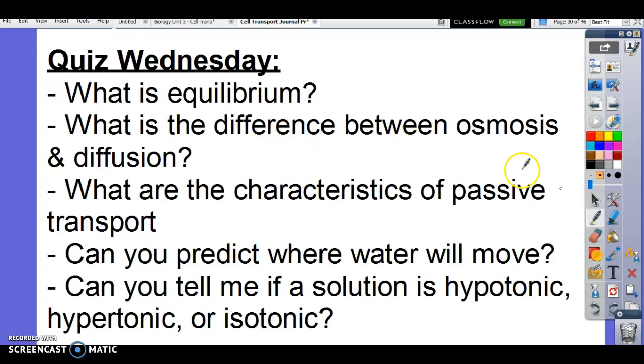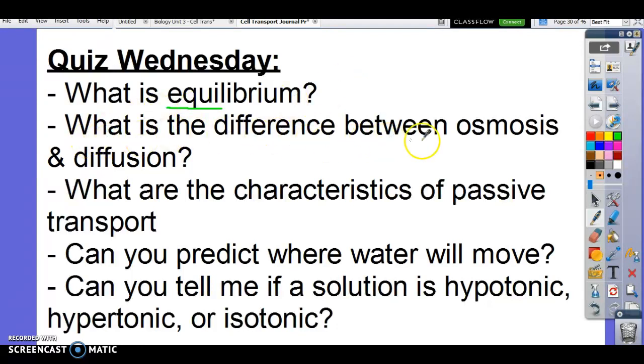So, first of all, what is equilibrium? Think about it. Remember we said equilibrium has the word equal in it. It's when there's a balance between both sides, so both sides have roughly the same concentration. Maybe it's 80% sugar on both sides, or they have roughly the same amount of sugar molecules or salt molecules.